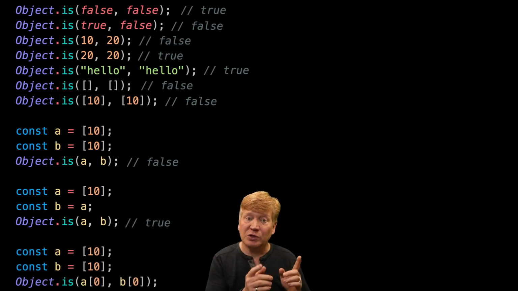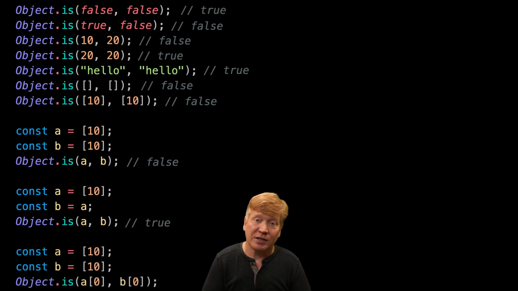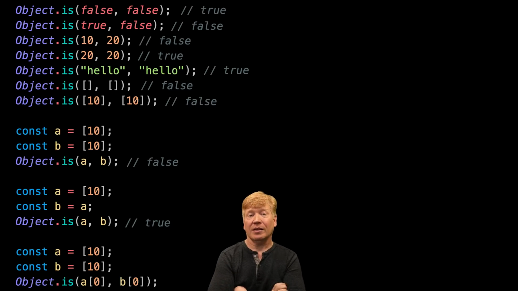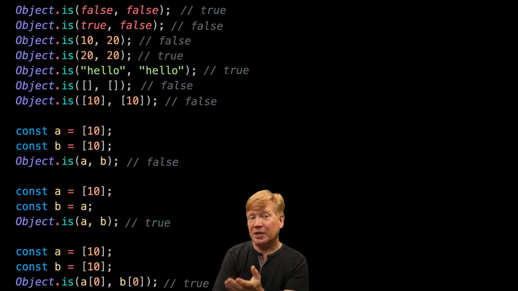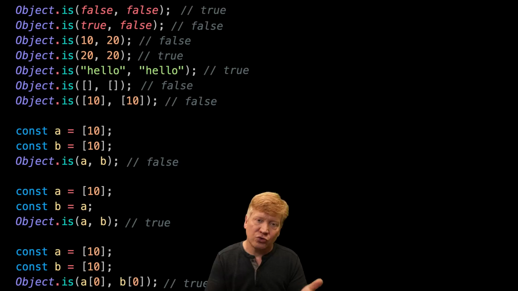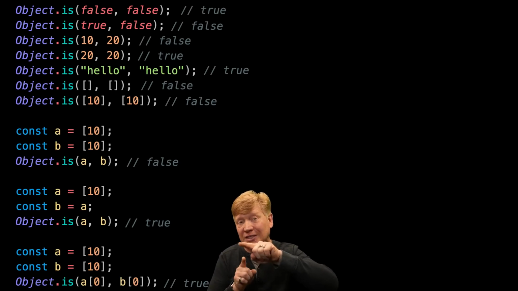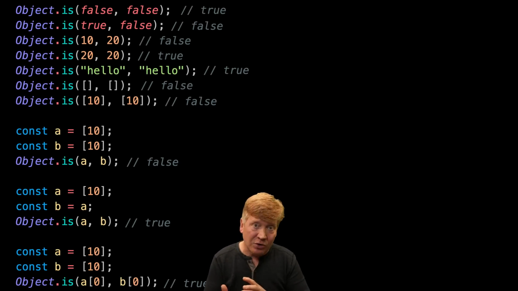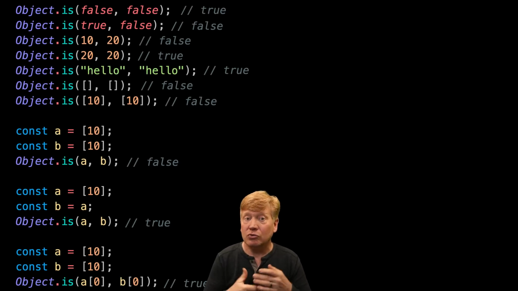All right, how about this one? Now we're comparing the first value in the A and B arrays. What do you think? Well, this one is true because the values at those indices are numbers, and they are both 10, and 10 equals 10, so true. So even though we're referencing two different 10s in memory, the number is actually what we're comparing, so Object.is will be true.